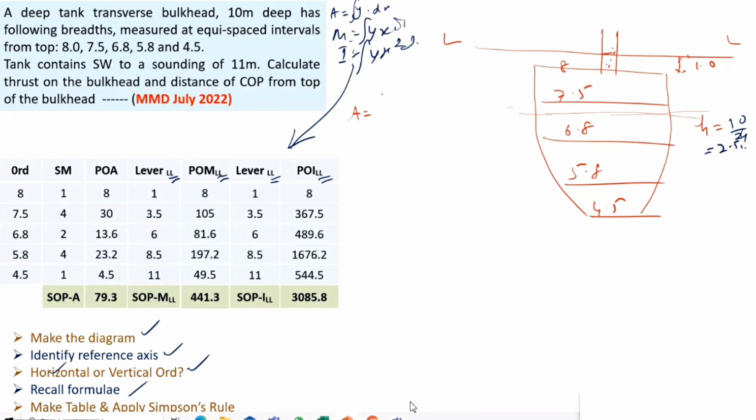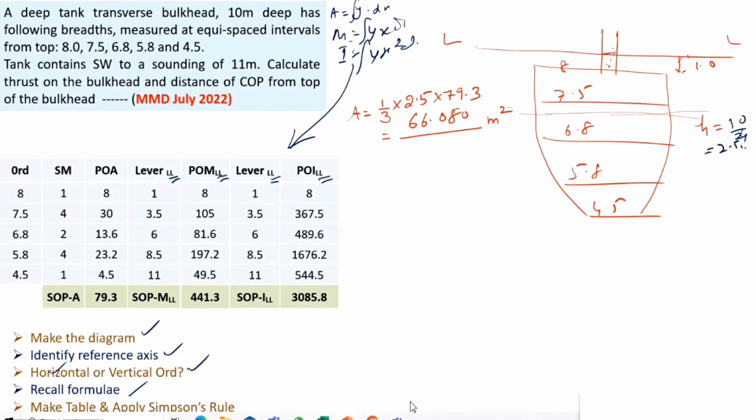Now you don't have to explain the formula, you just have to talk to yourself. Area will be equal to coefficient for rule 1/3, common interval in this question is 2.5, SOP area is 79.3. How much area do we get, guys? Can you please calculate? 66.080, three decimals. Okay, fine.